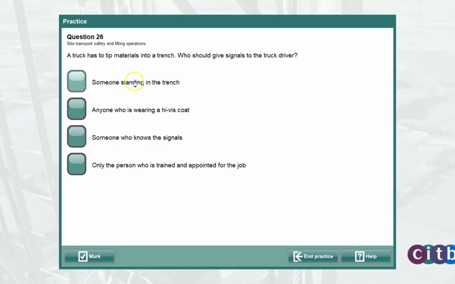A truck has to tip materials into a trench. Who should give signals to the truck driver? Someone standing in the trench. Anyone who is wearing a high-vis coat. Someone who knows the signals. Only the person who is trained and appointed for the job.